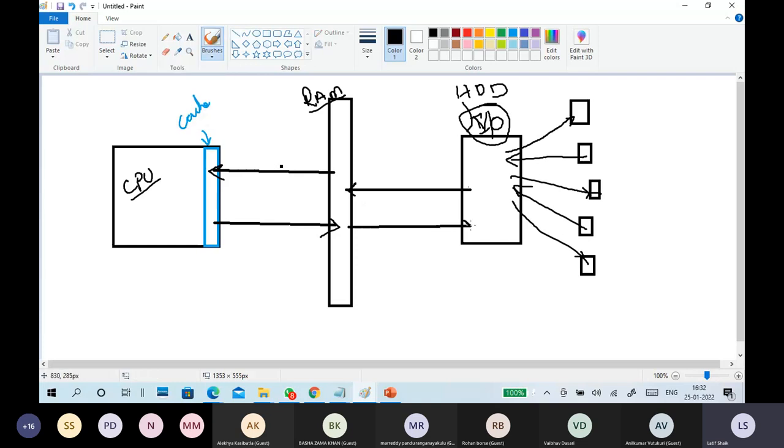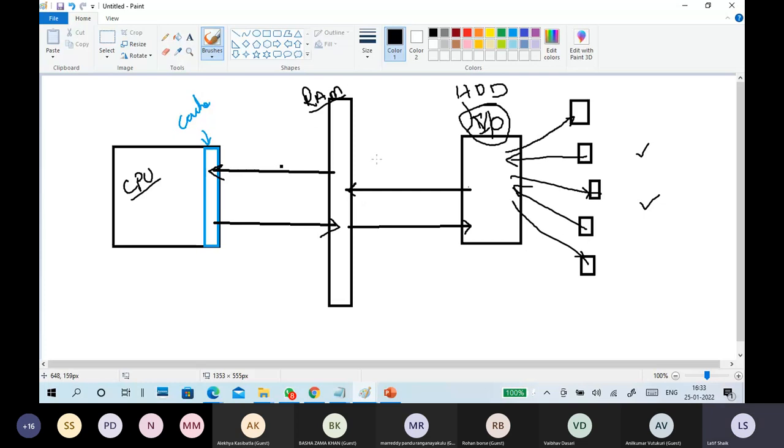The I/O controller presents it. For example, if it is a print output, it goes to the printer only. If it is output on the screen, it goes to the monitor only. Like that, the I/O controller knows where to present this data.